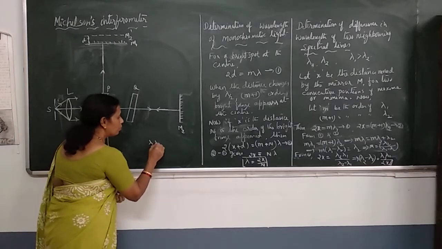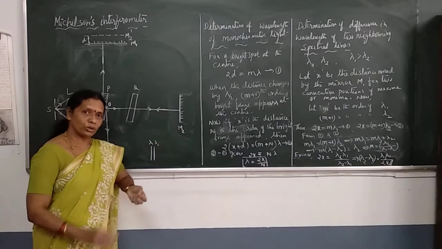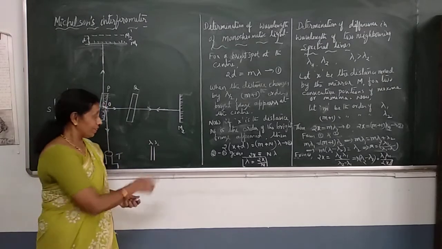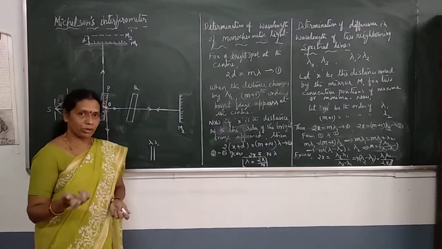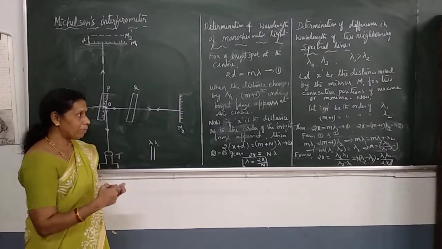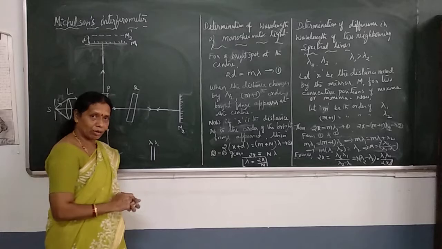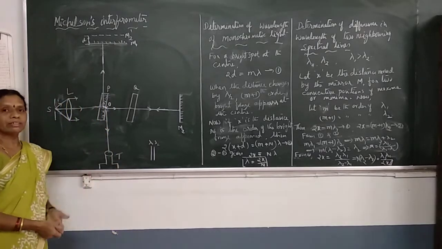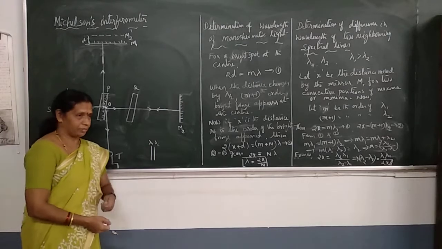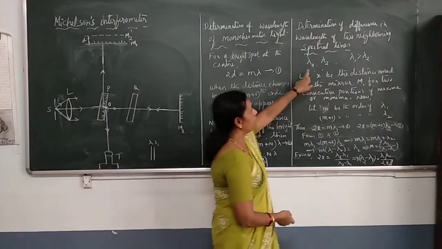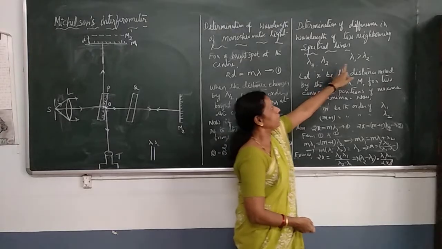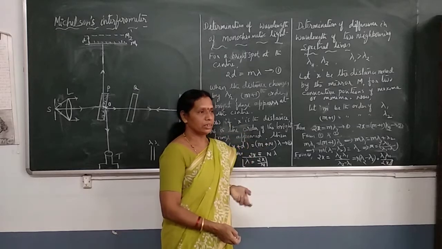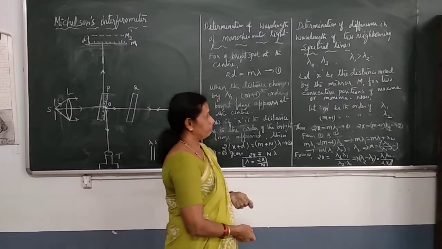Let lambda 1 and lambda 2 be the wavelengths of those two spectral lines. The difference is very, very small. If lambda 1 is more than lambda 2, the difference lambda 1 minus lambda 2 can be measured using the fringes in Michelson's interferometer. Let us consider spectral lines having two wavelengths, lambda 1 and lambda 2, with lambda 1 the longer wavelength and lambda 2 the shorter wavelength.